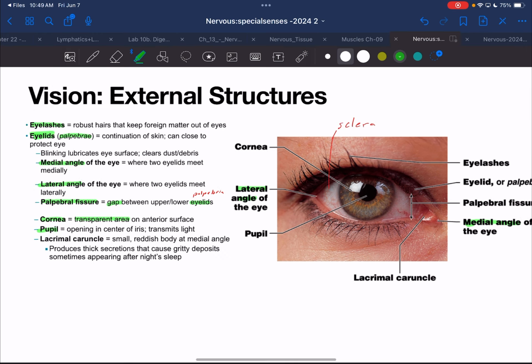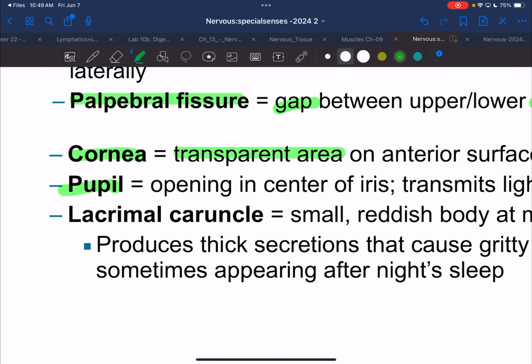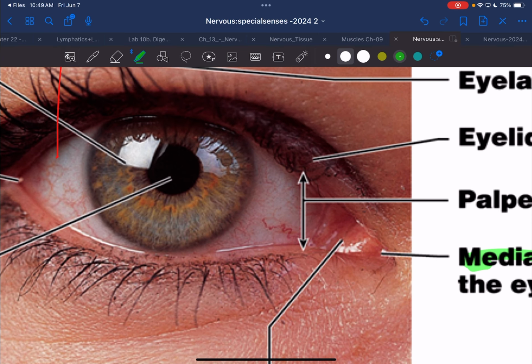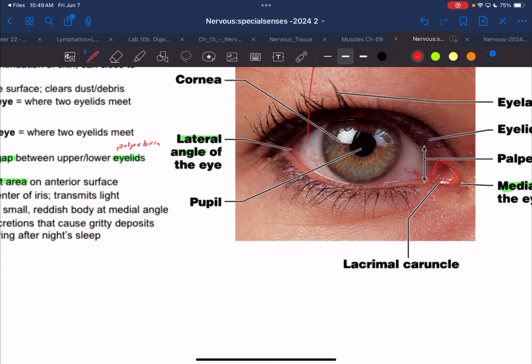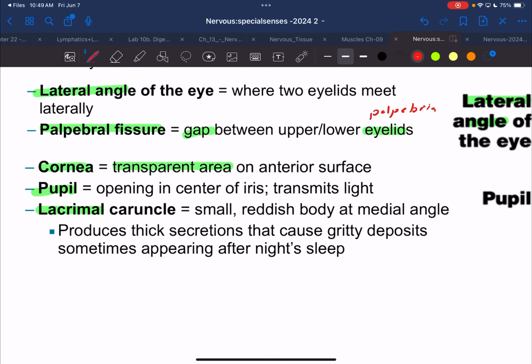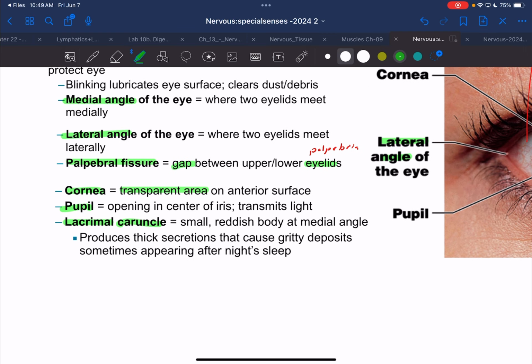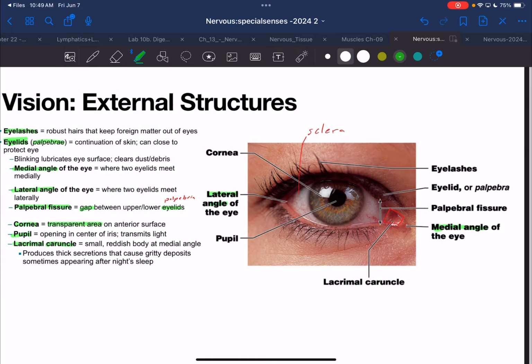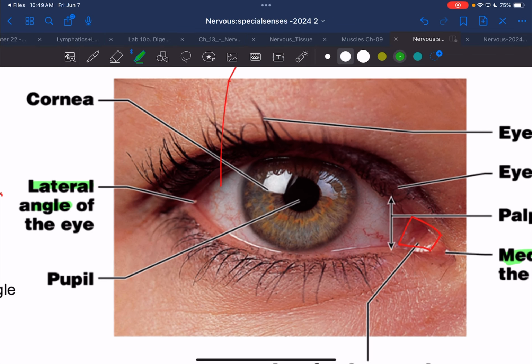The lacrimal caruncle. We got to get this word. We know the lacrimal bone was the crying bone, lagrima in Spanish, right? So lacrimal caruncle is this little space that drains tears. And that's what this is right here. Lacrimal caruncle. And so these are superficial features of the external eye.